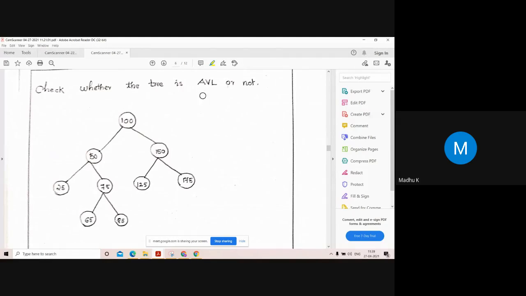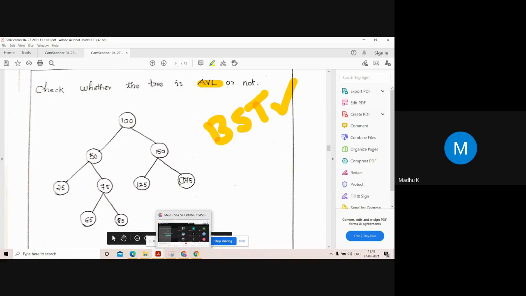How will we check whether a tree is an AVL tree? First of all, it should satisfy the BST property. It should be a binary search tree. If it is a binary search tree, then this tree may be an AVL tree.